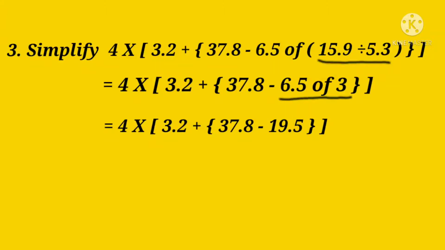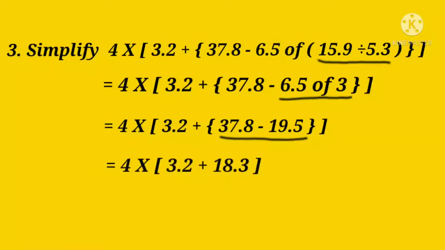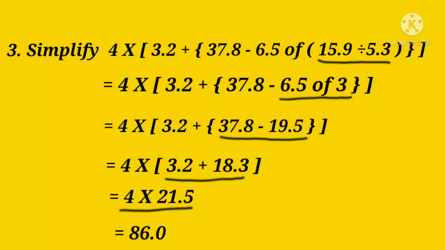Now we will operate the numbers given within the curly bracket, that is 37.8 minus 19.5. So we will write 4 into, within the square bracket, 3.2 plus 18.3, square bracket closed. Now we will operate the square bracket. So we get 4 into 21.5. And at last we will multiply this number 4 by 21.5 and we get the answer 86.